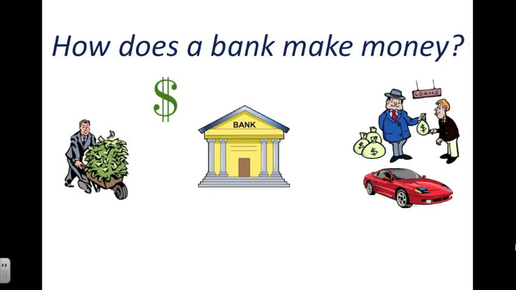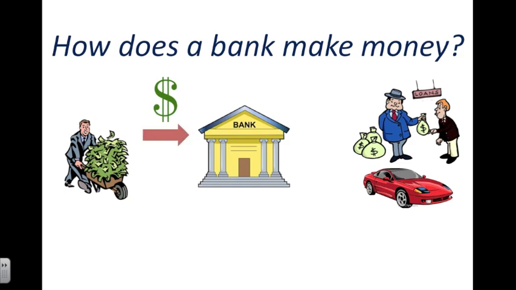For today's video, I wanted to discuss the answer to a fairly basic question. How does a bank make money? For a bank to make money, the bank must use depositors' money to then make loans to borrowers. The interest rate the bank collects on the loan must be greater than the amount of interest they pay to the customers.